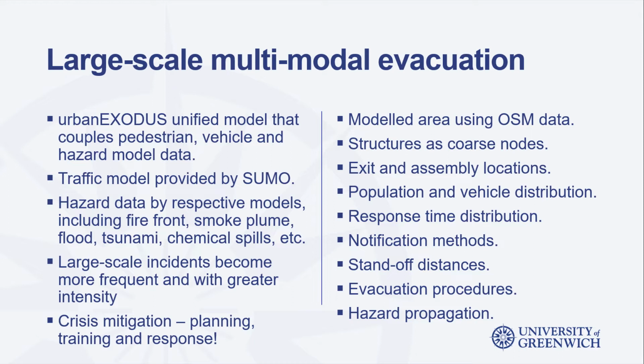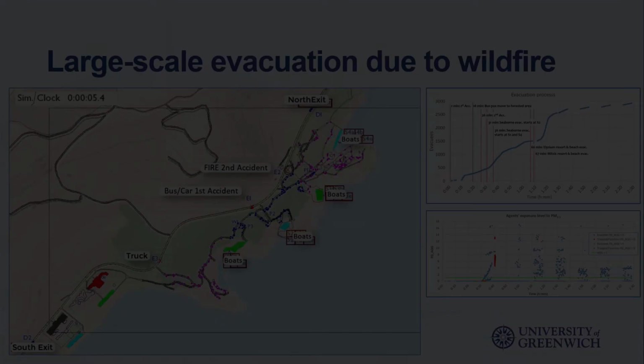The data and information that is needed to formulate large-scale scenarios include the map data, the structures that will be represented in the model, the assembly locations and exit routes, the distribution of the population, including its demographic characteristics, the locations of the vehicles, the population's response time distribution, the authorities' notification methods, the standoff distances from the affecting hazard, the evacuation procedures, and the hazard propagation profile. All this information is necessary to properly set up and simulate a large-scale scenario.